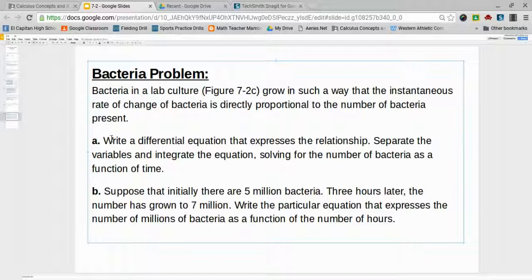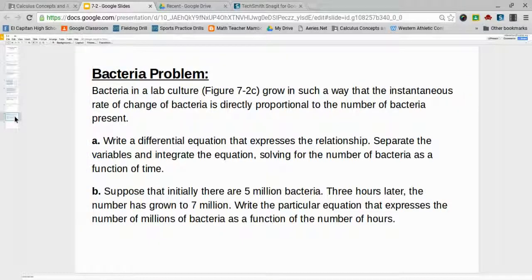So in part A, it says write a differential equation that expresses the relationship, then separate the variables and integrate the equation, solving for the number of bacteria as a function of time. But if I had only that, I don't really know what time is. Is it minutes, hours, seconds? I'm not sure. In yesterday's problem that we did, it was years. So it doesn't really tell us there. But if you look in part B, sometimes you have to explore and venture out to other parts of the problems to know what you are dealing with.